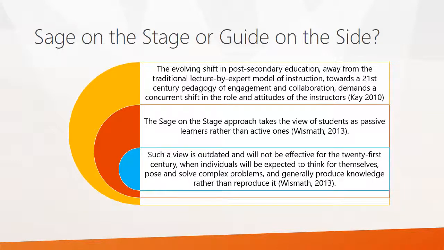We also know that if we expect our learners to become experts and knowledgeable in terms of building their 21st century skills, then how we teach them, the ways that we teach them, the methods that we use to teach them must also change as well. If we expect our learners to think for themselves, pose and solve complex problems, and generally produce knowledge rather than reproduce it, we need to make sure that how we teach them is just as important as what we teach them.